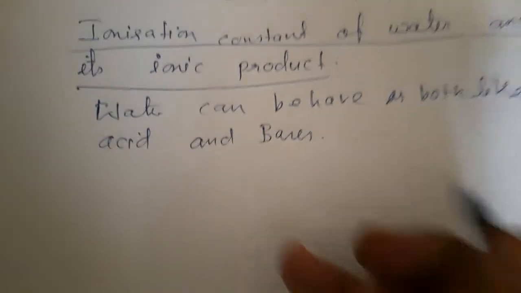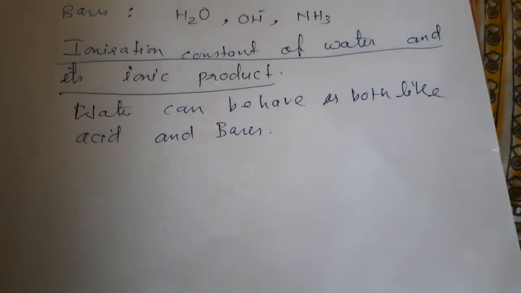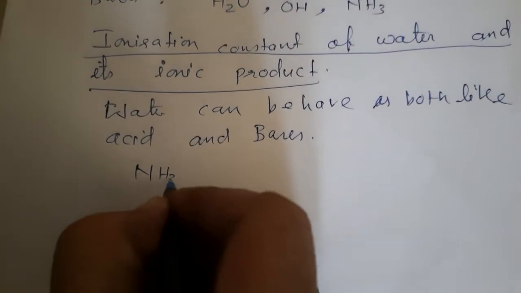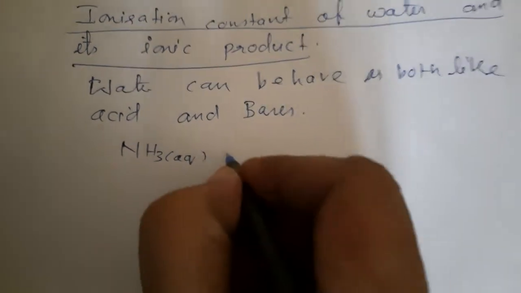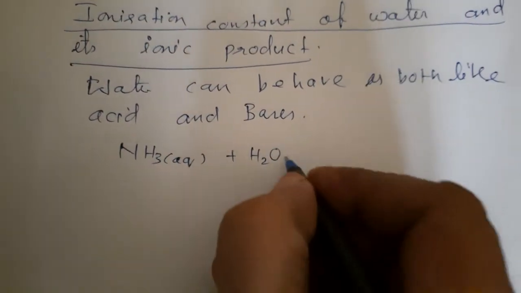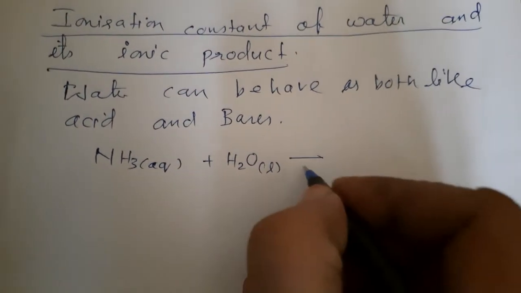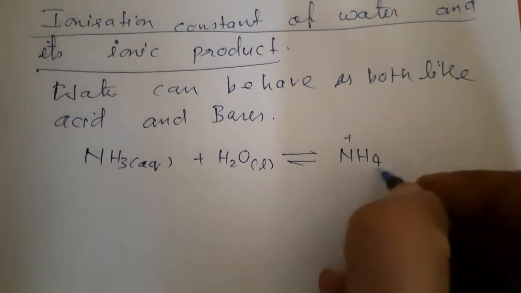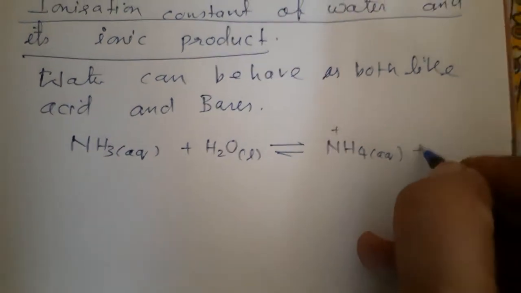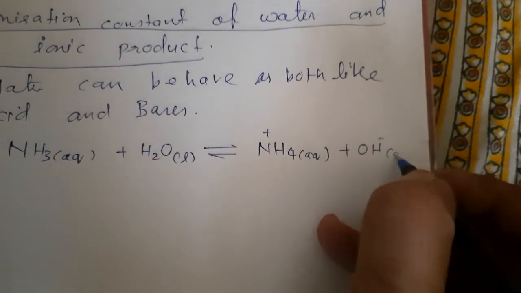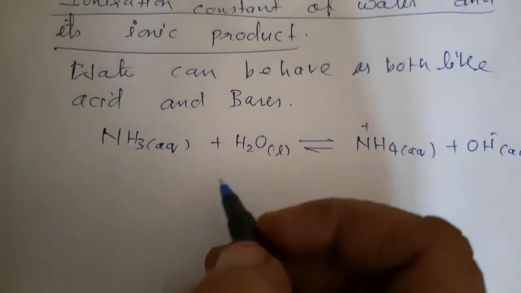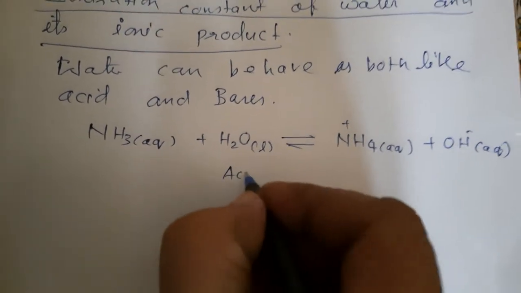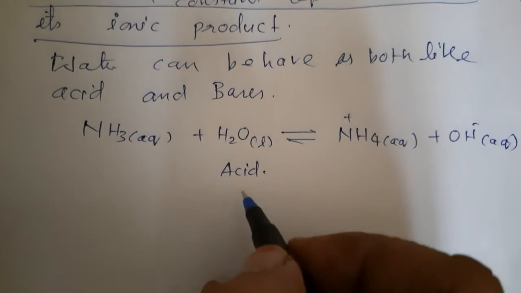Yesterday we had seen 2 reactions. The first reaction was NH3 aqueous plus H2O liquid will give NH4 plus ion plus OH minus ion. So what we see here is that water is behaving like an acid. Why? Because it is losing the proton.